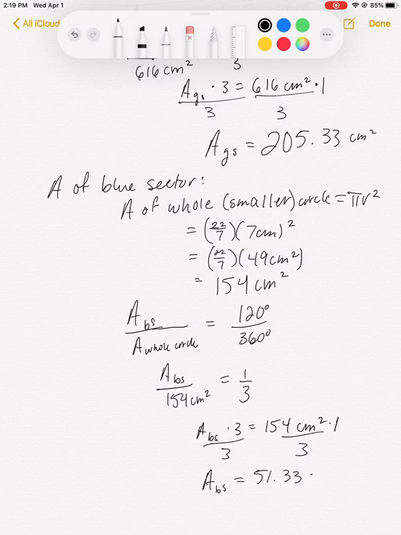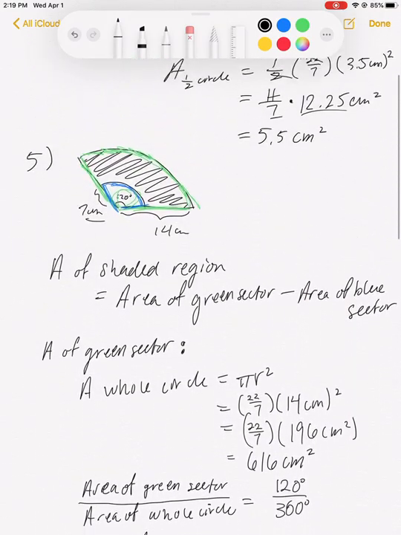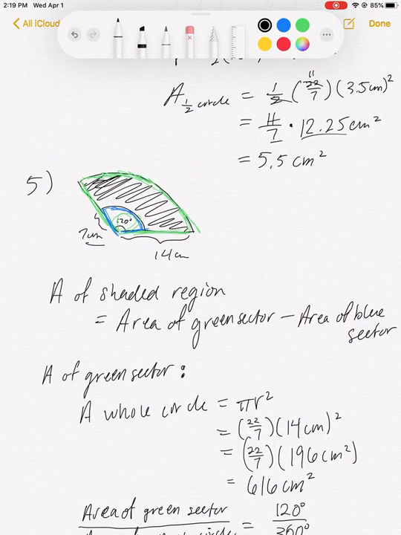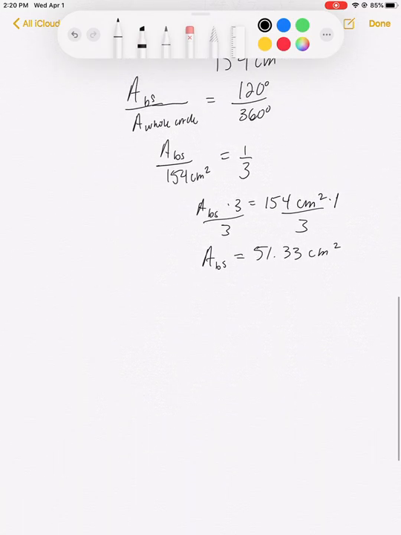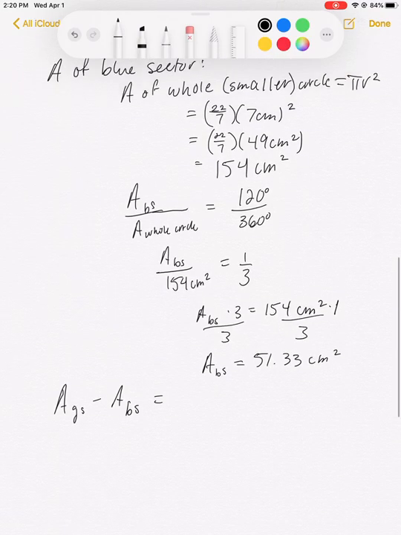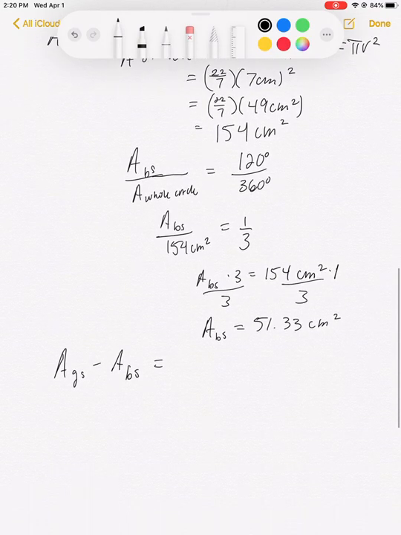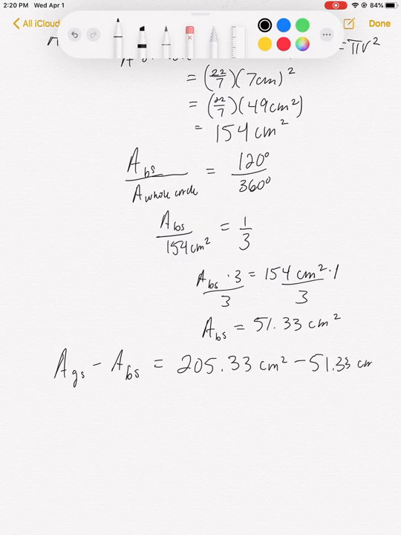Okay, it goes on forever. Okay, so let's go back to our plan. The area of the shaded part here is the area of the green sector minus the area of the blue sector. So we calculated both of those down here. So the area of the green sector minus the area of the blue sector is equal to 205.33 repeating centimeters squared, subtract 51.33 repeating centimeters squared.